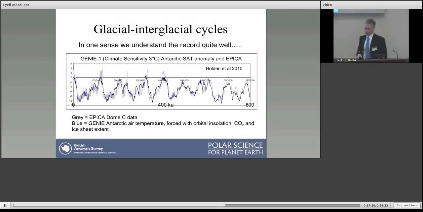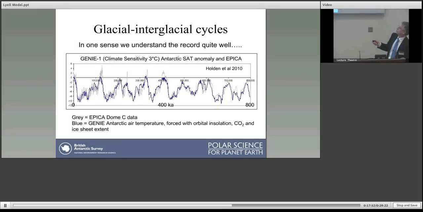Do we understand glacial and interglacial cycles? Well, in one sense, we understand them very well. That's to say, if you take a model, and this is a very simple model, the GENIE intermediate complexity model, with a climate sensitivity that's pretty similar to the one that people think is central to the range of climate sensitivities, and you tell it what happened to the orbital insolation, to the carbon dioxide, and to the ice sheet extent, then you get the blue line here, and the grey underneath it is the actual Antarctic climate record.